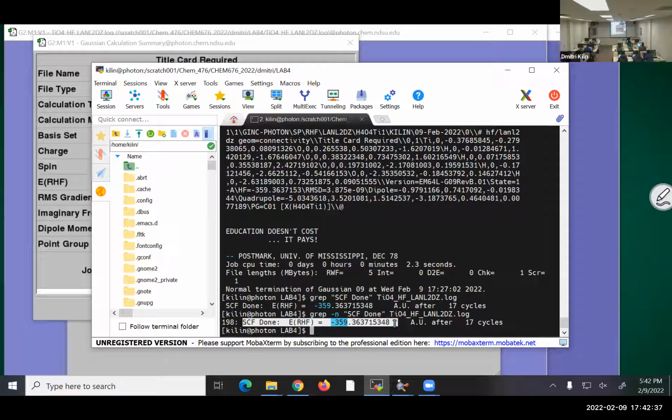1, 2, 3, 4, 5, 6, 7, 8. And then the results, summary, -359. Now if you go to command line, there's a .log file, and grep SCF done.